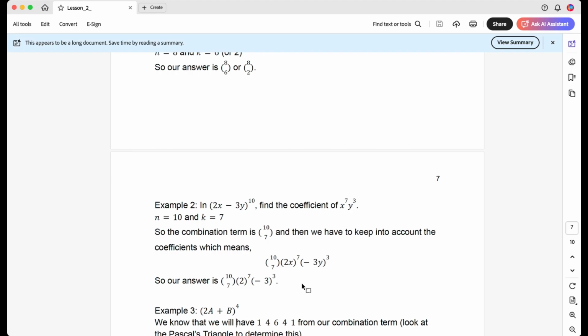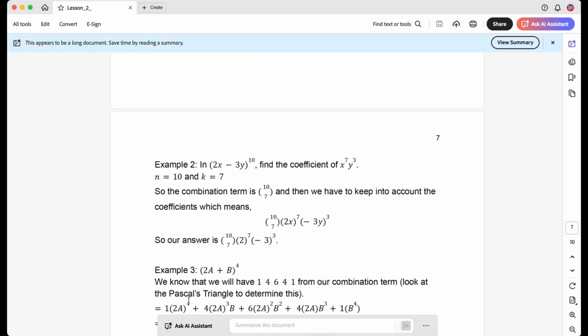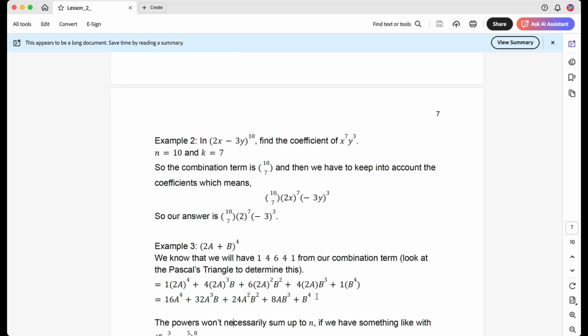If we have 2a plus b to the 4th power, the coefficients will be 1, 4, 6, 4, 1 for the 4th power. And the powers on the first term will decrease, 2a to the 4th, 3, 2, 1, 0. And the powers on b increase, 0, 1, 2, 3, 4. So the full expansion will be 1 times 2 to the 4th, which is 16, a to the 4th. 4 times 2 cubed is 8, 32, a cubed b. 6 times 4 is 24, a squared b squared. 4 times 2 is 8, ab cubed, and then 1 copy of b to the 4th.